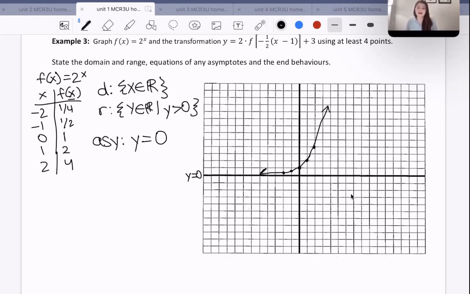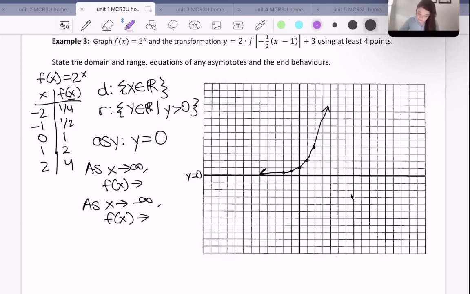Okay, then let's talk about end behaviors. What we want to do for end behaviors is: as x approaches infinity, f of x approaches what? And as x approaches negative infinity, f of x approaches what? So let's see, as x approaches infinity, as x gets closer and closer to this side, what happens with y? Well, it looks like y is going up too. As x goes up, y goes up. In fact, y goes up much faster than x. So as x approaches infinity, f of x approaches infinity as well.